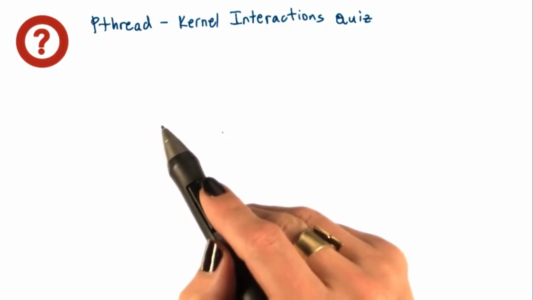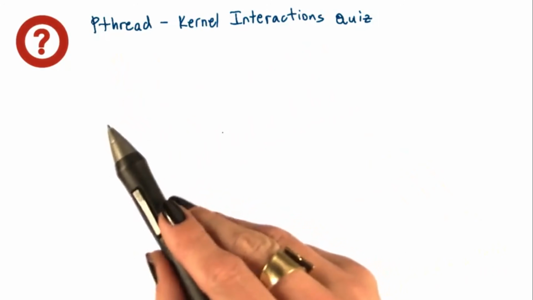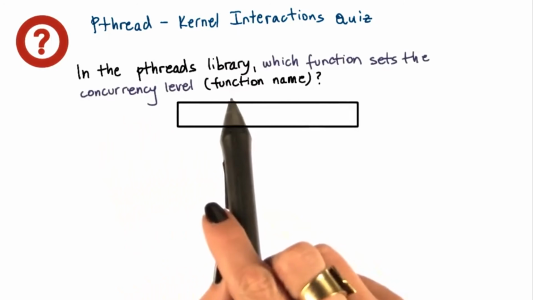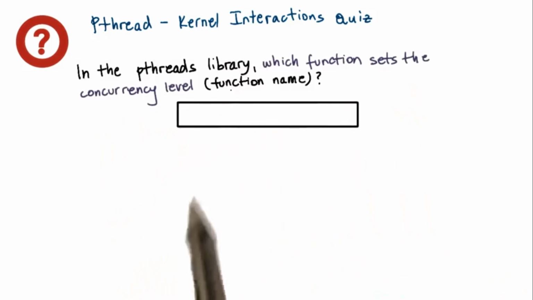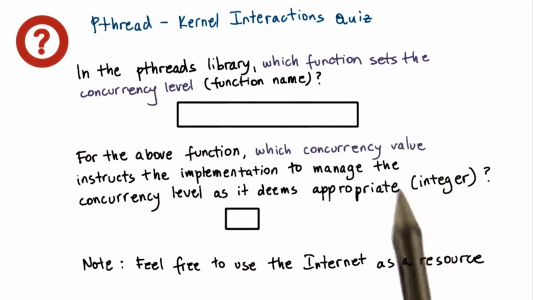Let's take a quiz and look at an example of how the pthreads threading library can interact with the kernel to manage the level of concurrency that a process gets. The first question is, in the pthreads library, which function sets the concurrency level? We're looking for a function name here. For the second question, given the above function, what is the concurrency value that instructs the underlying implementation to manage concurrency as it finds appropriate? And we're looking for an integer value here. And please feel free to use the internet as a resource to understand the answer to this question.